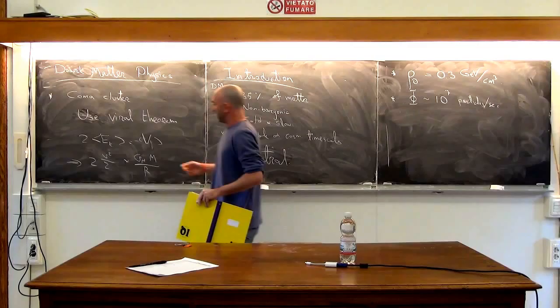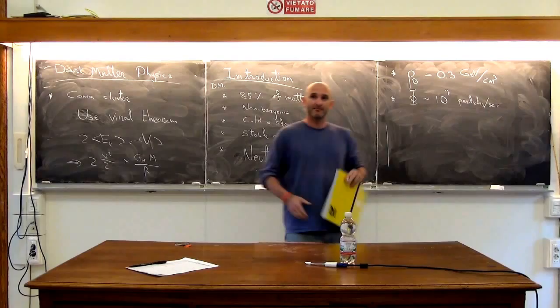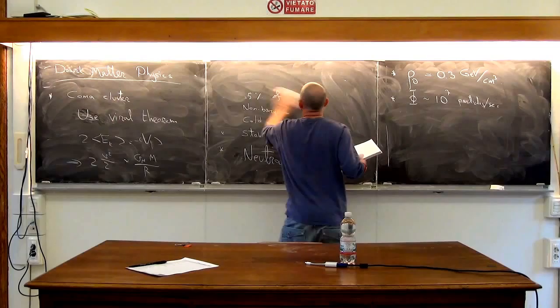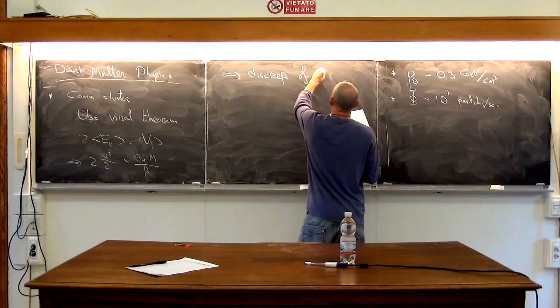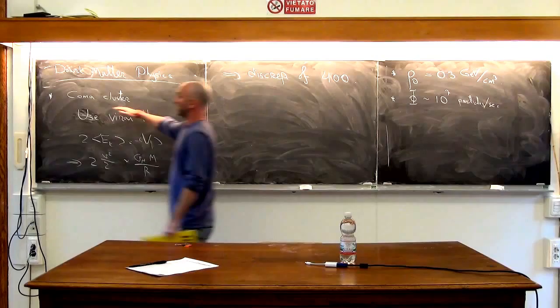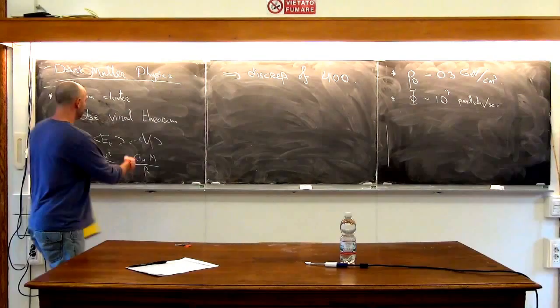comparing that to the mass that we see in the cluster from light. And there was a big discrepancy, a factor of 400, roughly. So when you looked at the Coma cluster, you found that you're missing mass, of order 400 times what you expect. There needs to be more mass from this measurement compared to what you see from light.